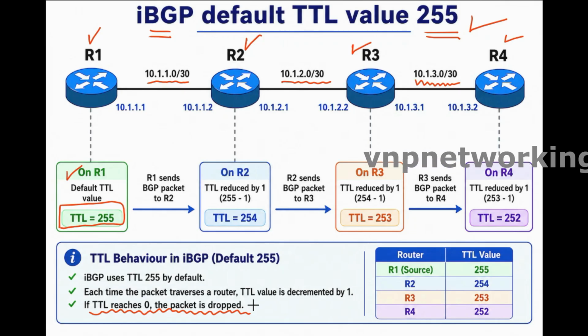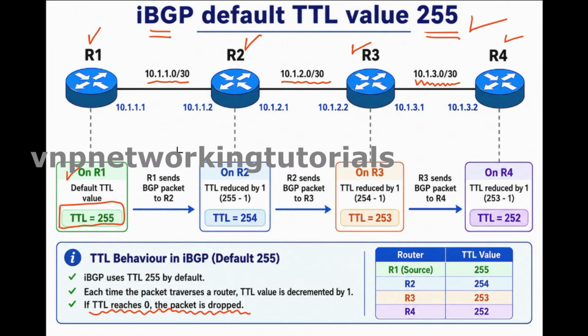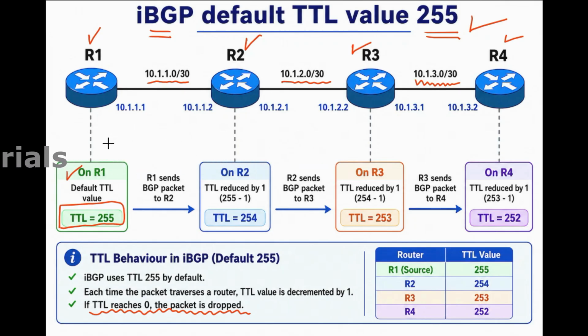On router R1, the BGP packet is created. At this moment, the TTL value is 255. No router has processed the packet yet, so the packet leaves R1 with its original TTL value of 255. You can think of TTL as a countdown timer. Initially, the timer starts at 255.